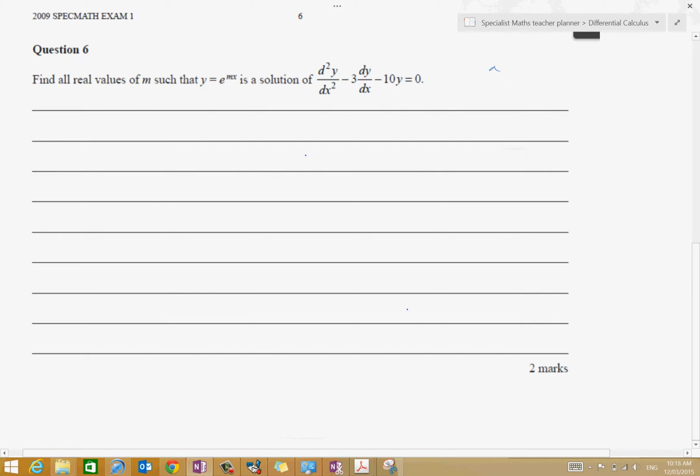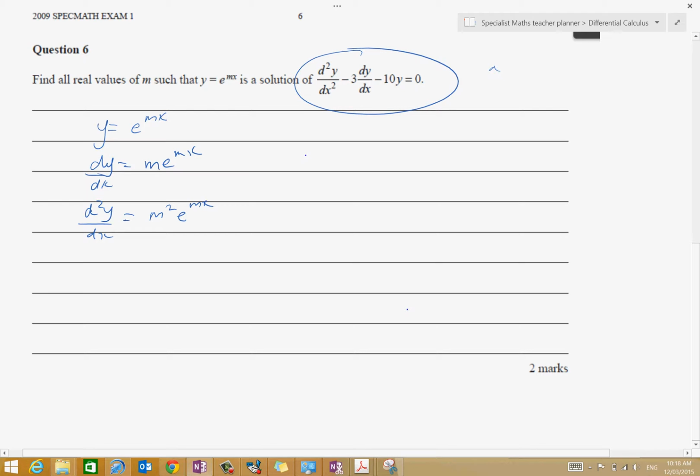All right, so this question, I've given you a chance to do it. I'm going to do it as quickly as I can. So therefore, I'm going to say that y is equal to e to the mx, and dy/dx is equal to me to the mx, and d squared y/dx squared is equal to, m's a constant, so it's m squared e to the mx. Now I'm going to therefore verify.